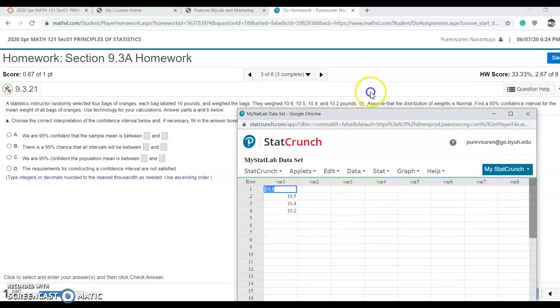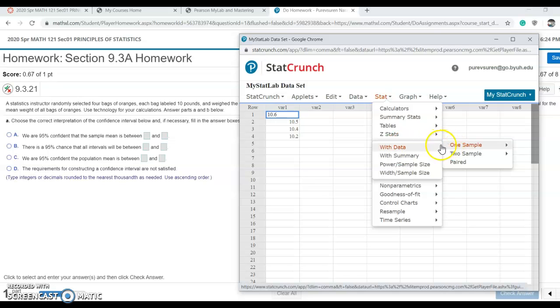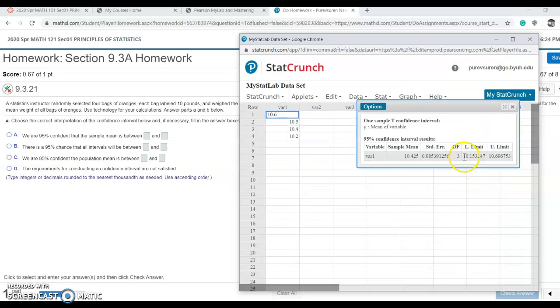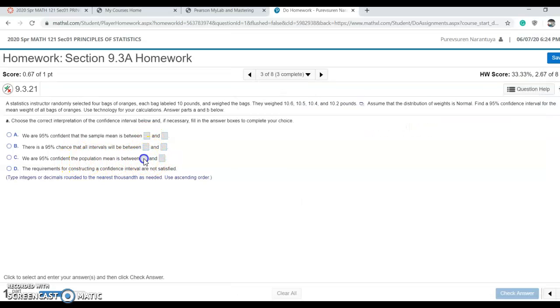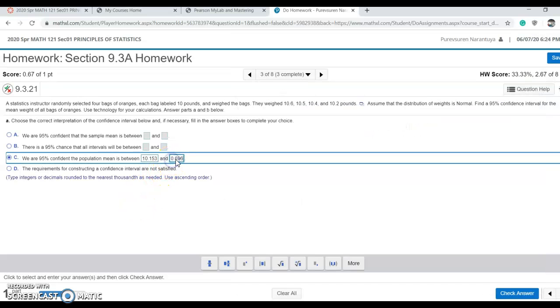So it's gonna be the stats, one sample, with data. Just select this one and this one, and that's it. So we're gonna copy the first three, and then confidence population, and this one, and then another one is this one. It's gonna be 7.